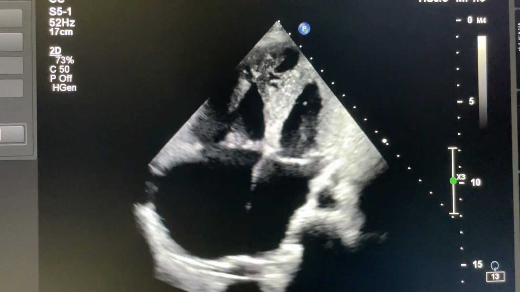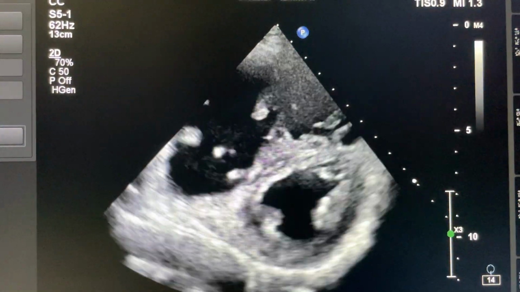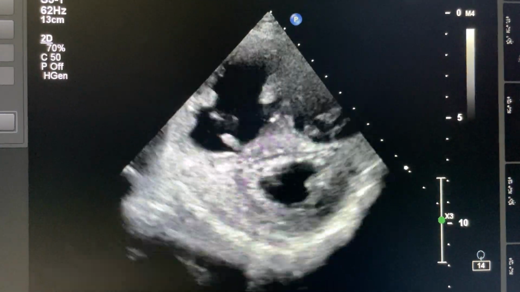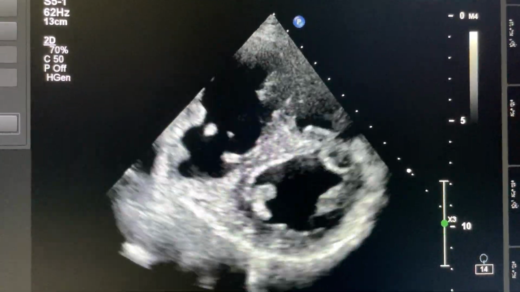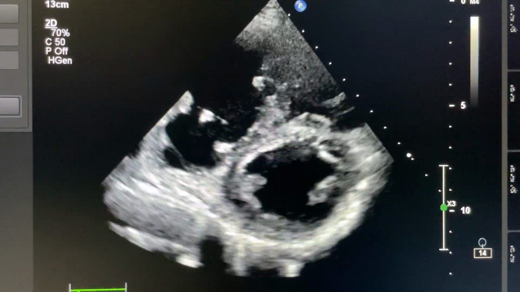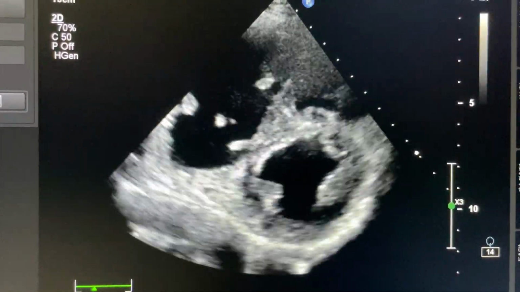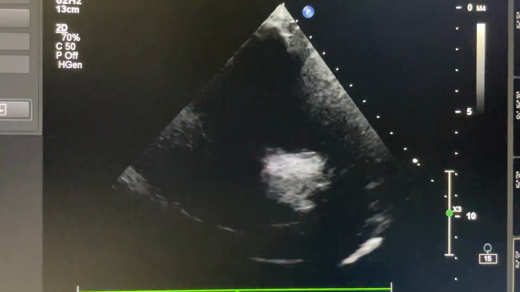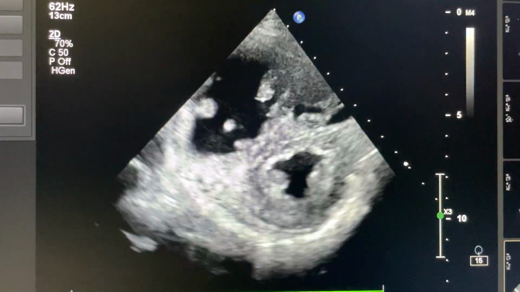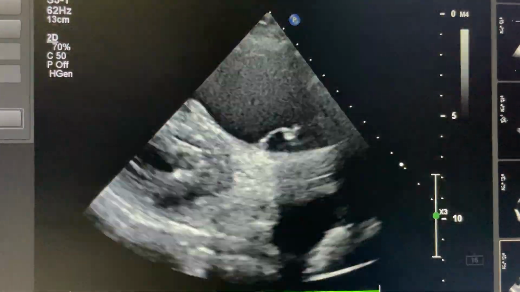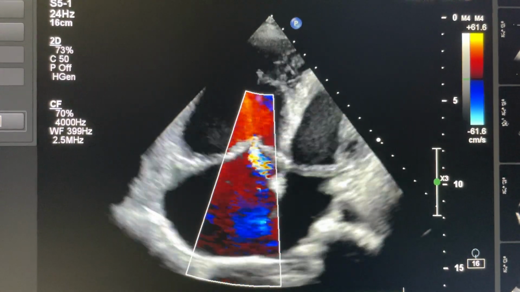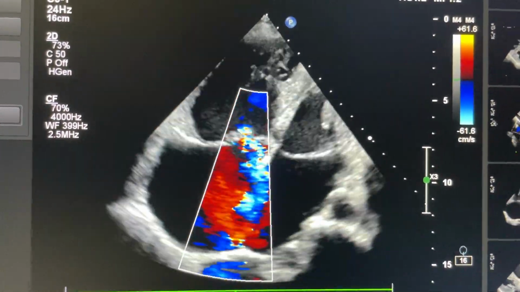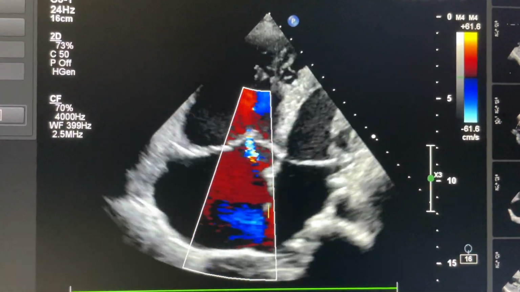Again you see the same thing. You see the right ventricle severely dilated, left ventricle D-shaped, indicating raised right ventricle systolic pressure, indicating severe pulmonary artery hypertension. Again you see the same things, pulmonary artery dilated. You can see the mild to moderate tricuspid regurgitation jet. This is TR jet.